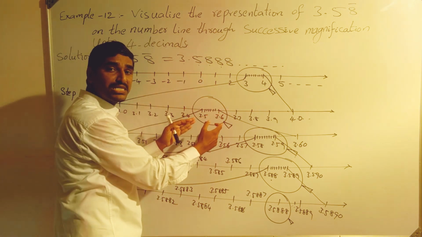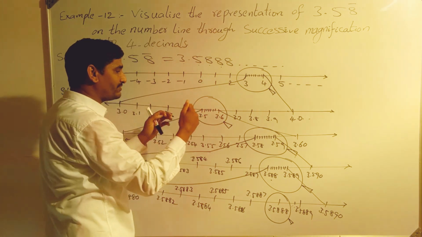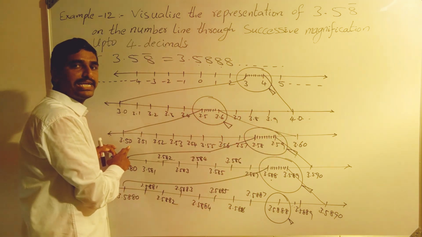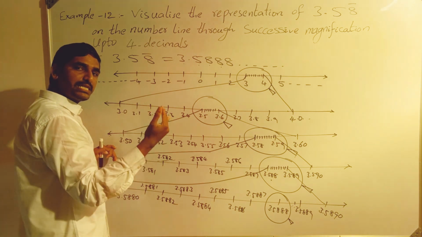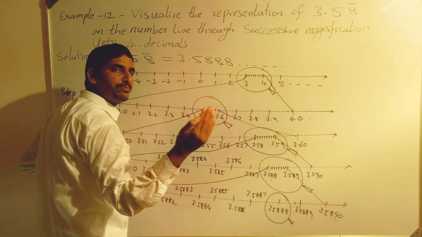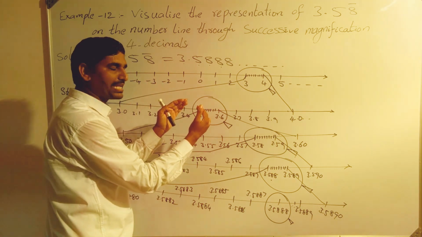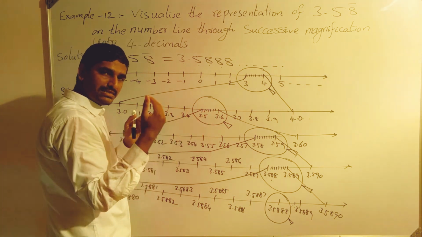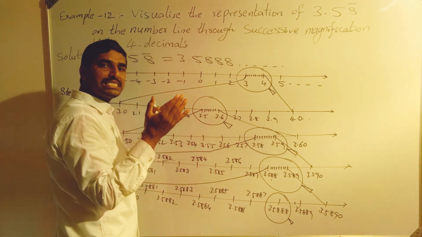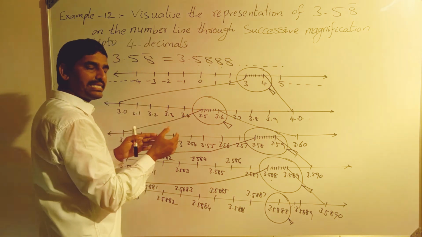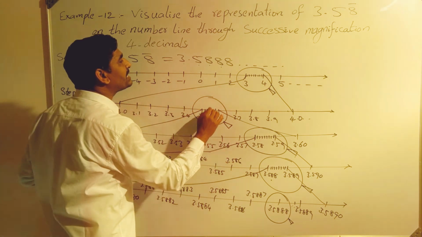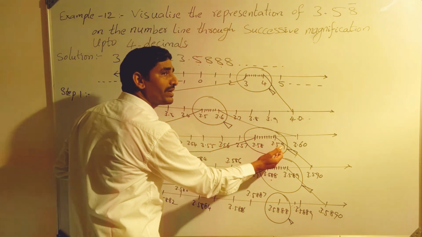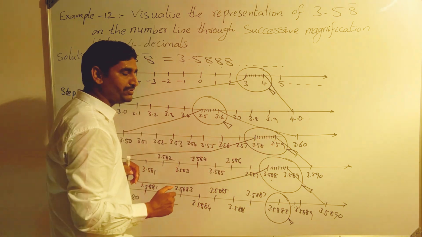So 3.5 to 3.6 we observe again with the help of the magnifying glass and expand it. 3.5 can be written as 3.50, and 3.6 can be written as 3.60. Again with the magnifying glass, sharp observation, like centimeters and millimeters, we get 3.58, the second decimal. After this we get 3.5888 lying between these two numbers.